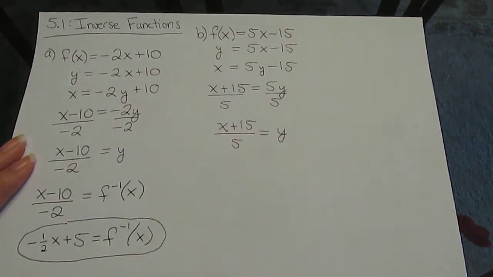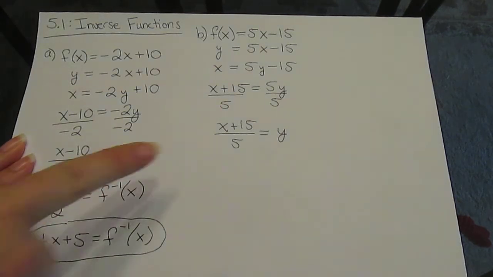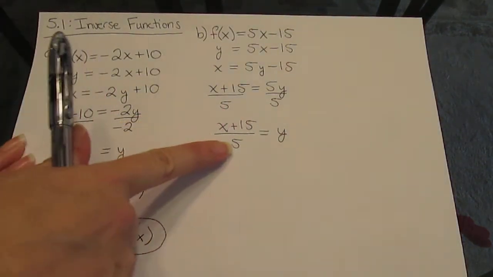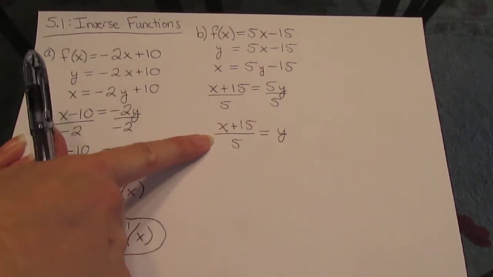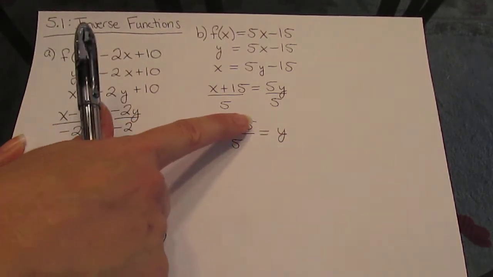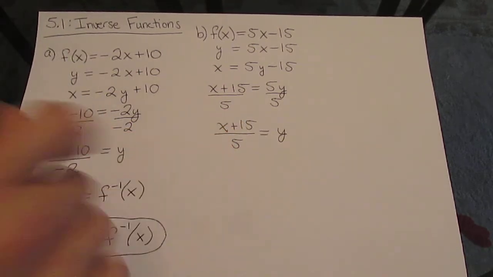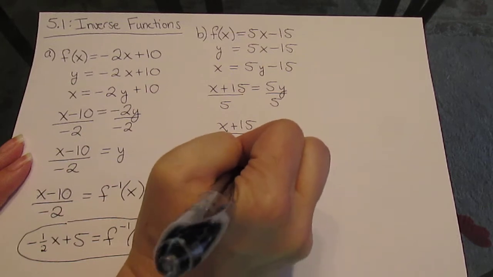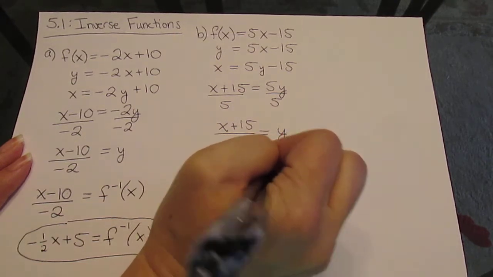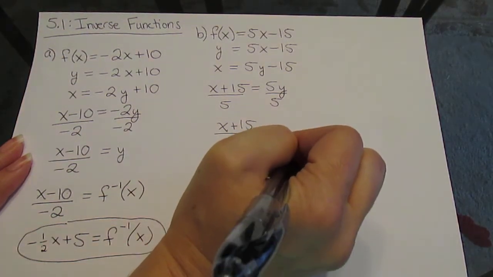Okay, and again, I'm going to go ahead and just simplify it a little bit further. You're able to leave it like this. Just make sure you label it the inverse. Okay, but I'm going to go ahead and simplify it. So I'm going to divide both of the two terms by 5. So I've got 1/5 x plus 3 equals the inverse.